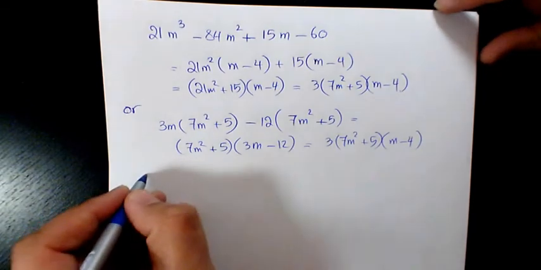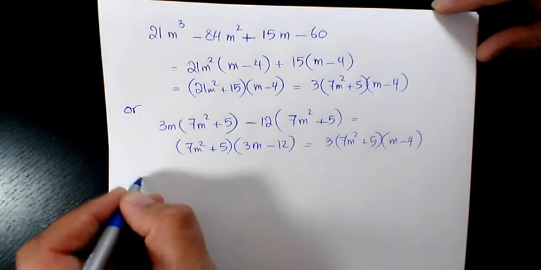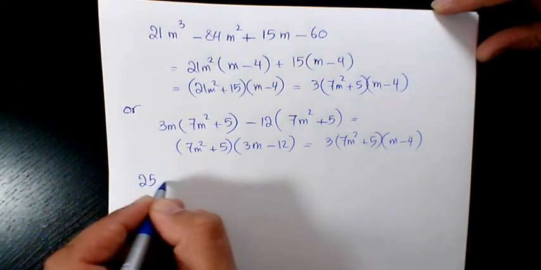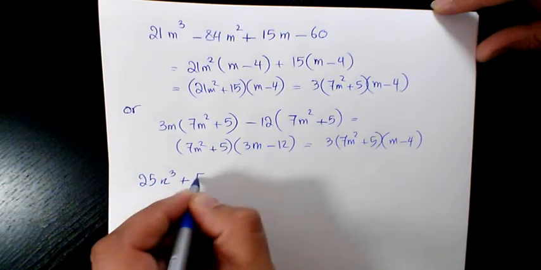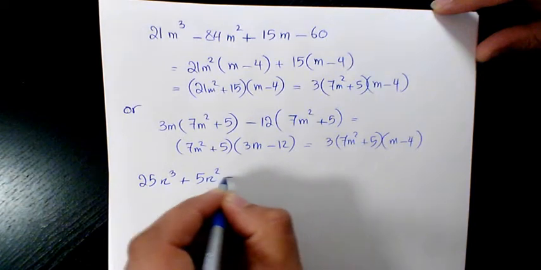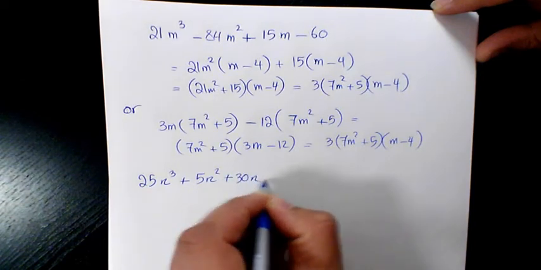Next one is 25n cubed plus 5n squared plus 30n plus 6.